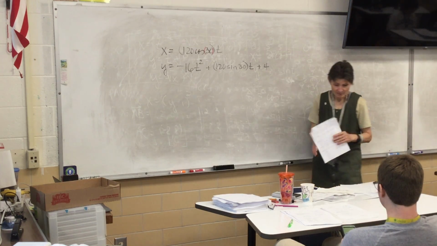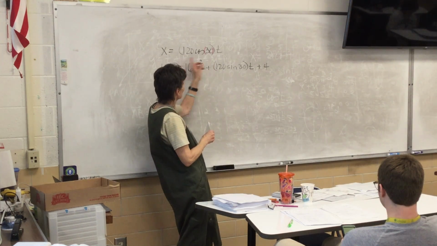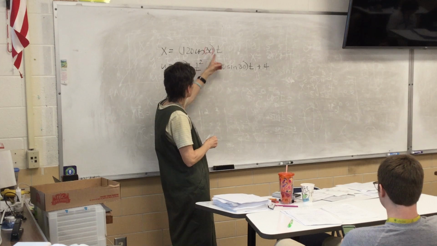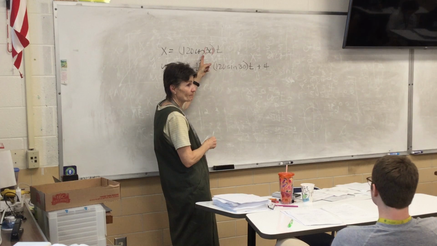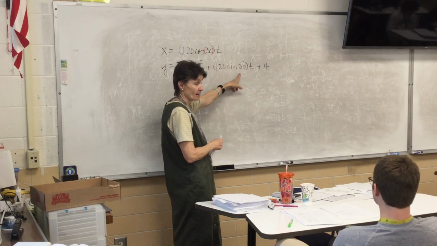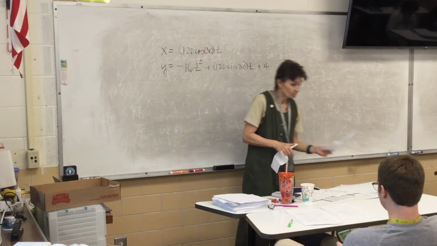Okay, what else? Homework. What other questions do you have with homework? You need to remember this setup, by the way, okay? So you need to remember that your coefficient on T is your velocity cosine, and your coefficient on T here is your velocity sine. Okay, what else? Anything else?